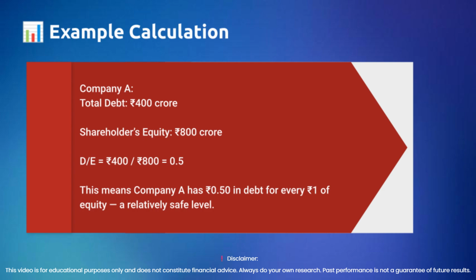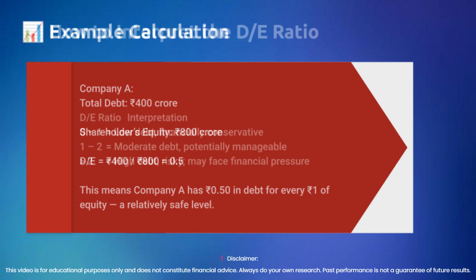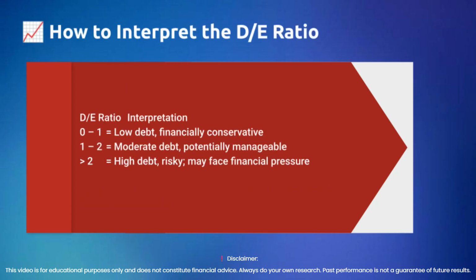level. Company B. Total debt, 1,500 Indian rupees crore. Shareholders' equity, 500 Indian rupees crore. D/E equals 1,500 / 500 equals 3.0. Here, Company B is heavily leveraged, 3 Indian rupees of debt for every 1 Indian rupee of equity, which is risky. How to interpret the D/E ratio?